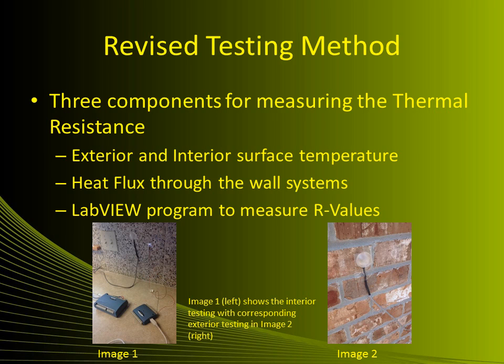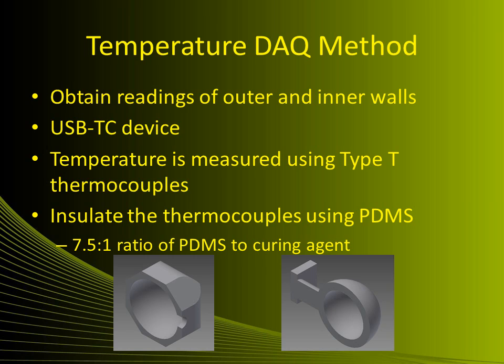Image 2 shows a thermocouple on the outer wall of the house with the newly designed PDMS gel. To get proper temperature readings of the inner and outer walls, we needed a gel that would isolate ambient influences. We designed a PDMS gel to do so. PDMS stands for polydimethylsiloxane. A ratio of 7.5 to 1 PDMS to curing agent was used in creating the gel.